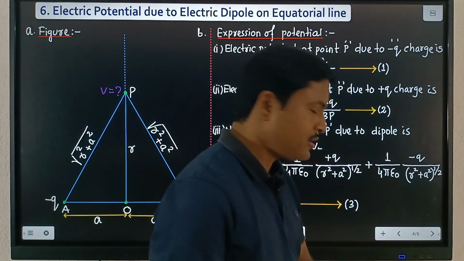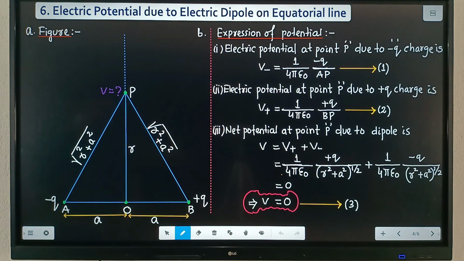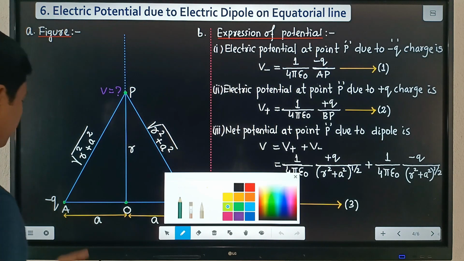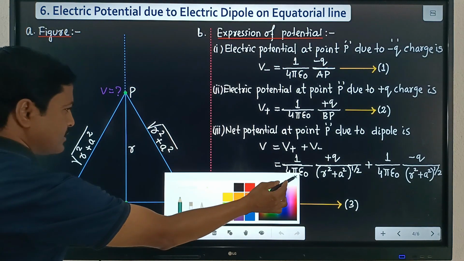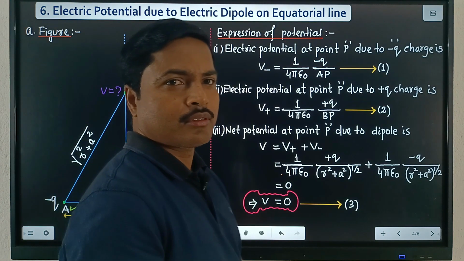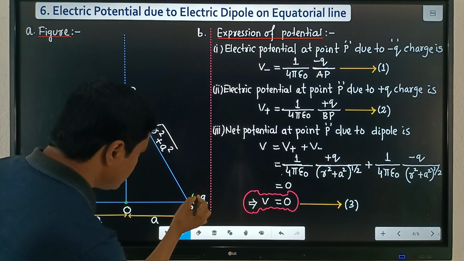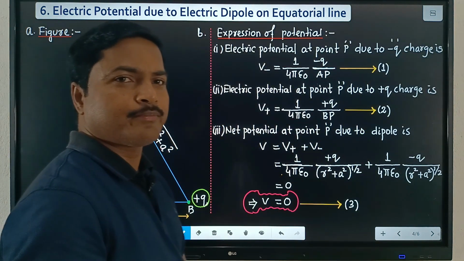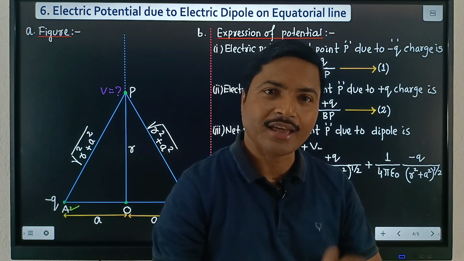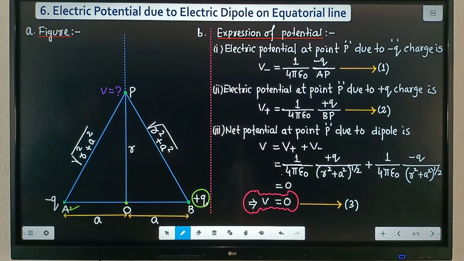So first we draw the diagram or figure. This one is the diagram. Here we take two charges, one is the minus q charge and another is the plus q charge. The minus q charge is placed at point A. This is the position of the first charge, the minus q charge. We take another charge, the plus q charge, placed at point B. That is the electric dipole, and this point is the center of the electric dipole. We write that as O.